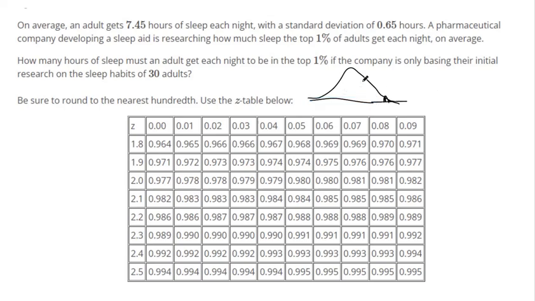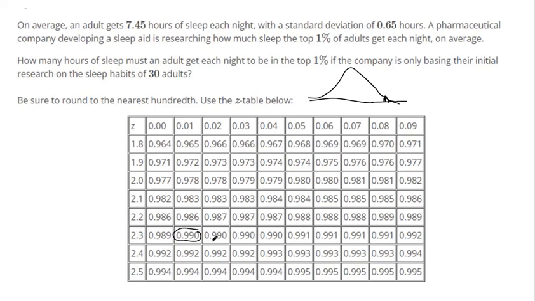So in order to get that, it means we need 99% of the area to the left, and that's what z-score tables tell us. They tell us the probability of getting something less than a certain value. So we want to look in the sea of numbers for the decimal form of 99%. So that's 0.99 right here.